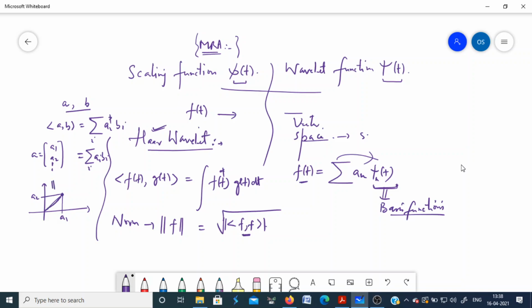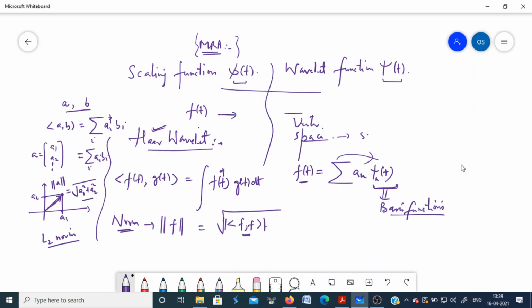If you find the length of the vector, this is what is called the norm. We call it the L2 norm, or also the Euclidean distance. It is simply the square root of a1 square plus a2 square. This is called the L2 norm, which defines the length of this vector.